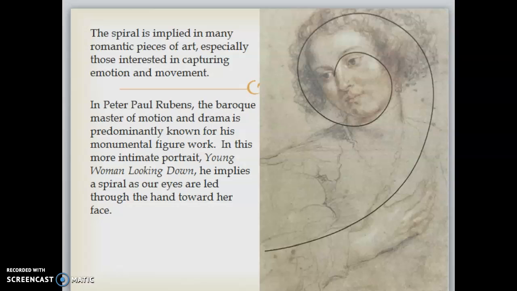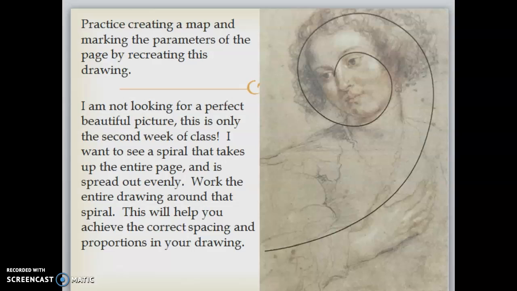In this drawing, the Baroque master of motion and drama is predominantly known for his monumental figure work. In this more intimate portrait, he implies a spiral as our eyes are led through the hand toward her face. So you can see that it's an implied spiral, not a drawn one.